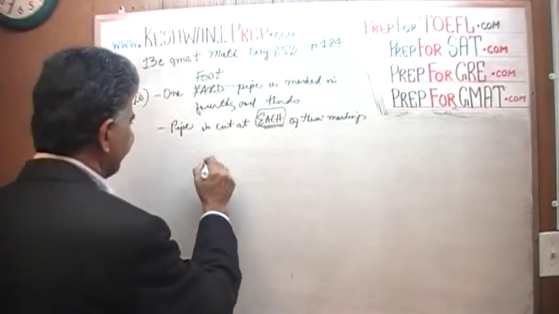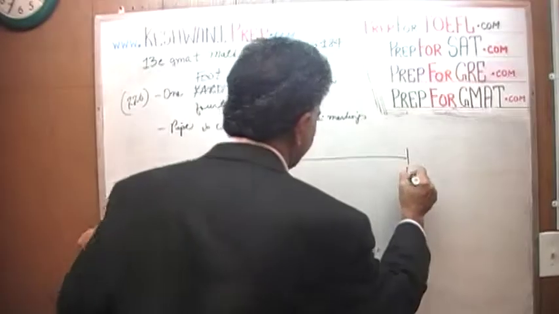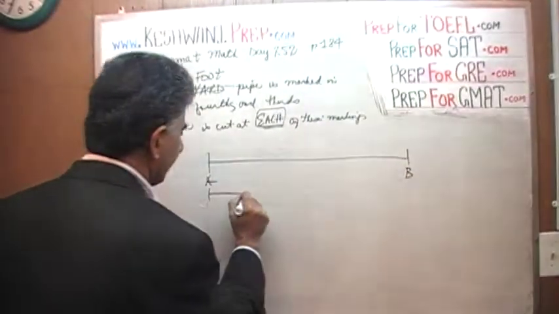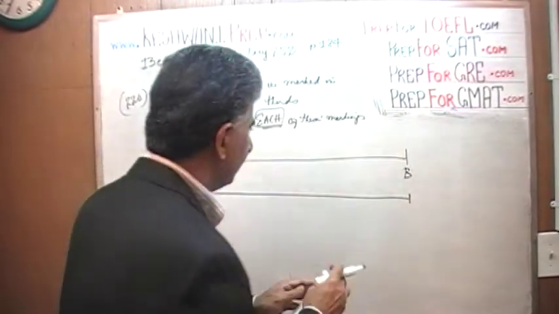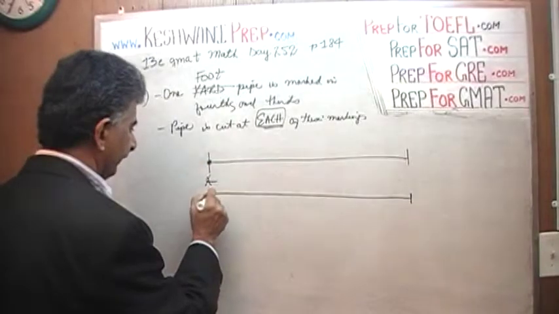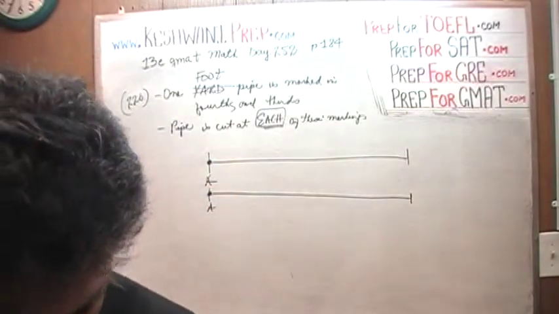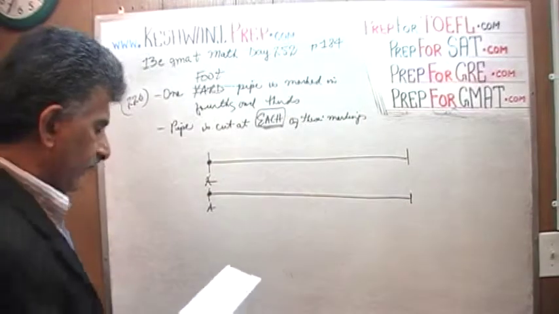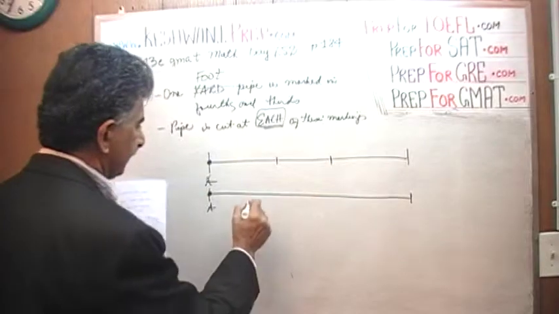So here's our pipe. A to B is our pipe. Here's the same exact pipe. Let's not call it A to B because I'm going to give each point a name. I don't know where it's going to end. We'll find out in a second. So this first point is A. Let's cut the top pipe in thirds. Well, let's cut the bottom one in fourths.